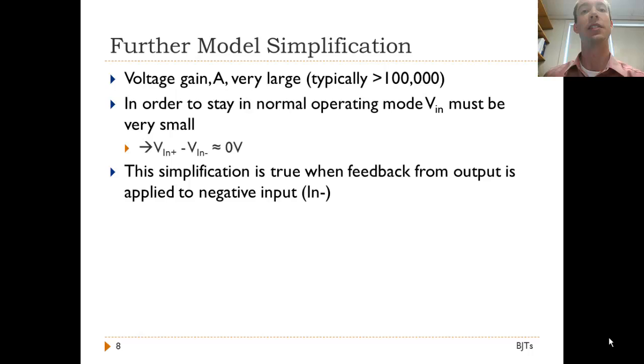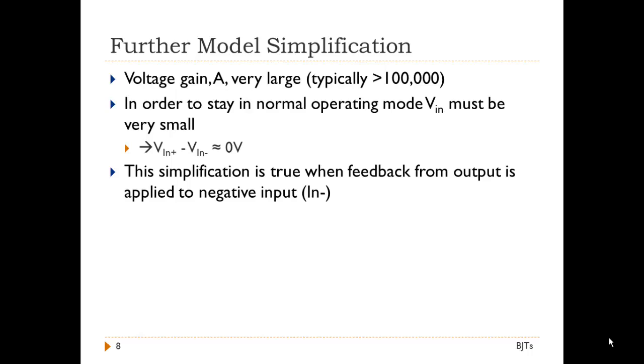As a note about this assumption, it applies only when feedback from the output is applied to the negative input, in minus. This is known as negative feedback and applies to our example as the output is fed back into the input in minus through the resistor R2. Negative feedback prevents the voltage difference between in plus and in minus from running away.